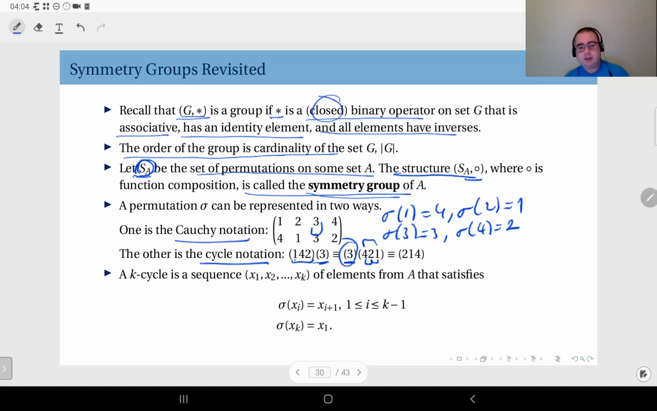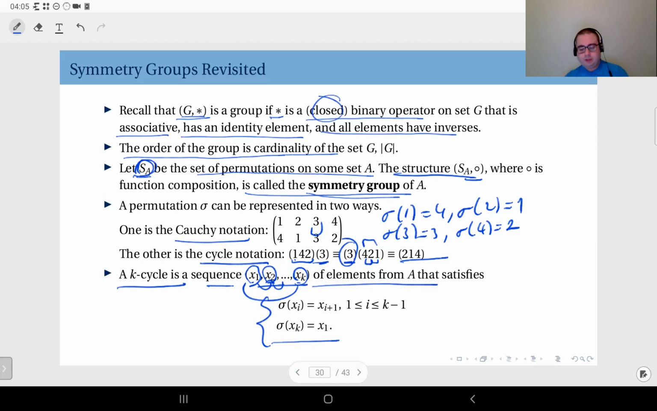Sometimes the single cycles, like 3 going to itself, might be dropped. So this is an alternative way of representing permutations using the cycle notation. And a k-cycle is simply a cycle of length k. It's a sequence x1, x2 up to xk of elements from set A that satisfies this: x1 is mapped to x2, x2 is mapped to x3, x3 is mapped to x4, etc. And then finally xk is mapped to x1. This is simply the definition of a k-cycle.